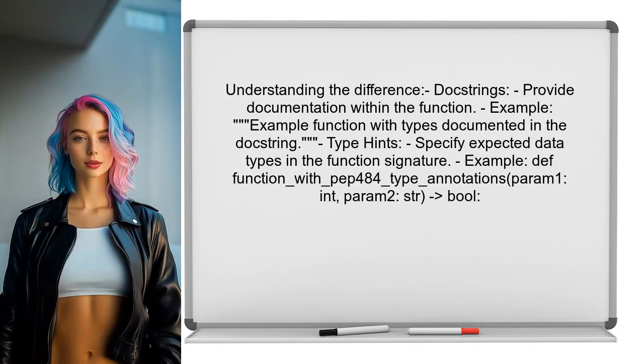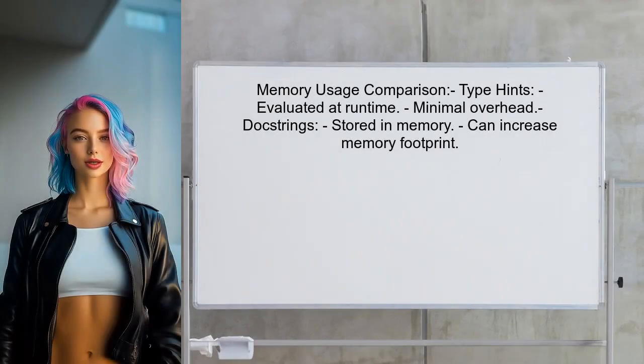To begin, the user should understand the difference between using docstrings and type hints in Python. Docstrings provide documentation within the function, while type hints offer a way to specify the expected data types directly in the function signature. Next, the user should consider the memory usage of each method. Type hints are evaluated at runtime, but they do not add significant overhead. In contrast, docstrings are stored in memory and can increase the memory footprint of the application.